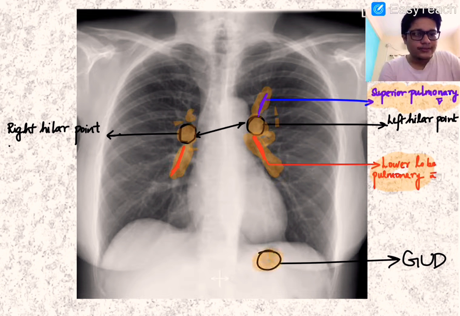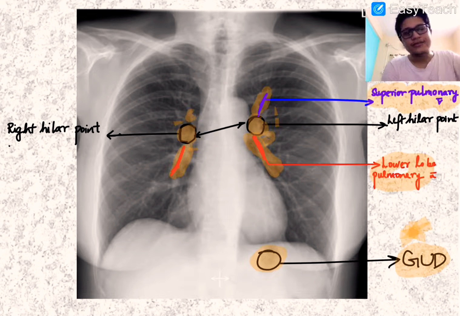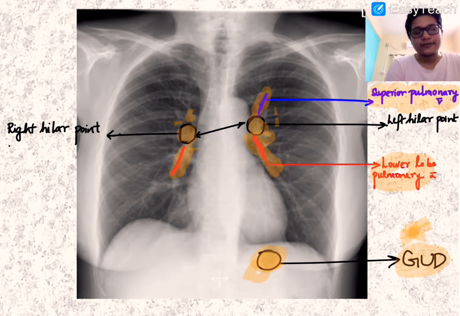And over here I'm sure you know what this is. This is the fundic gas shadow. Okay, this is not gas under the diaphragm. I intentionally mentioned it over here because students often say that this is the gas under the diaphragm. No, yes, it is a gas shadow present under the diaphragm, but this is not gas under the diaphragm.